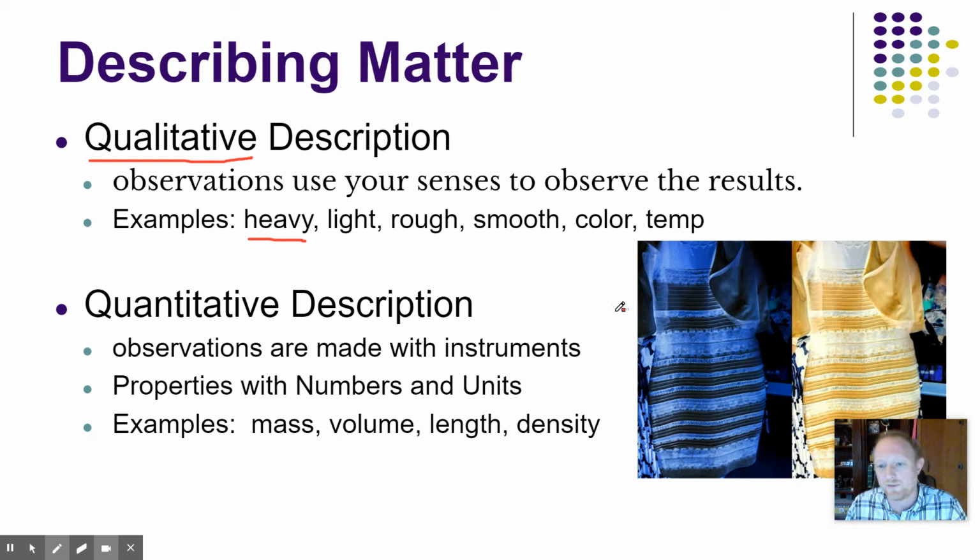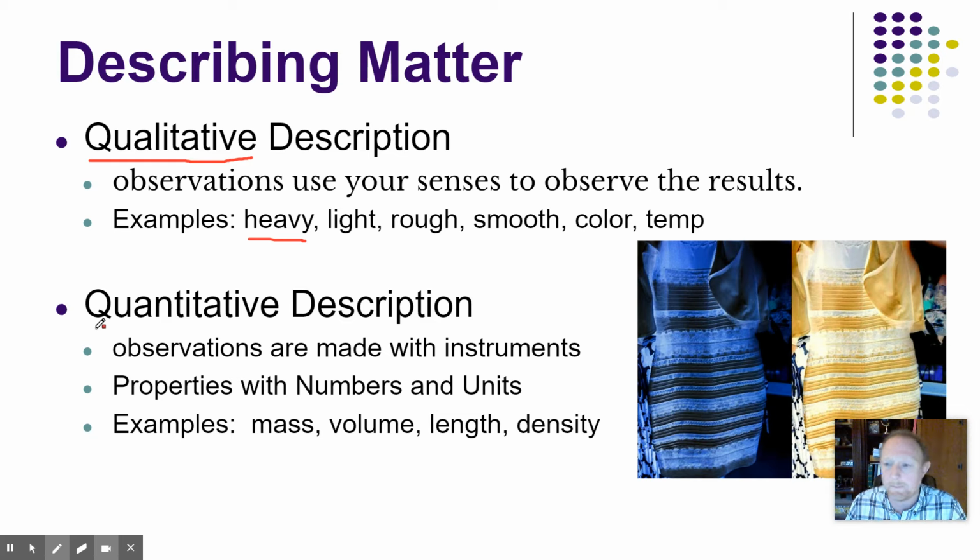And back in 2015, there was quite the controversy about this dress. And it's because sometimes people see colors a little bit differently. The controversy was whether this dress was black and blue or white and gold. So again, those are examples of qualitative descriptions.